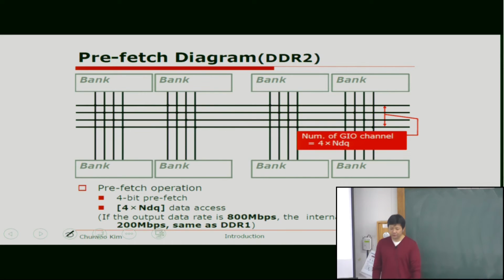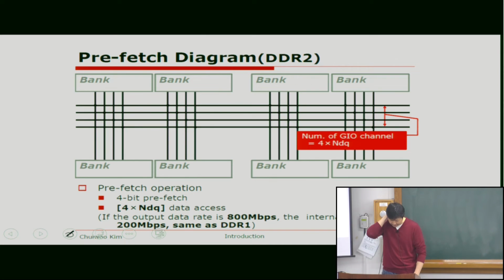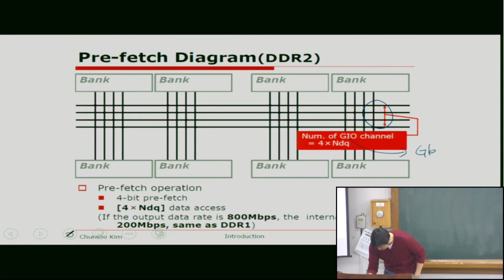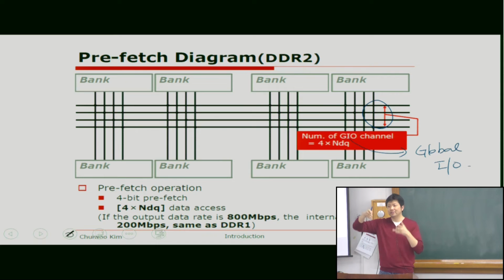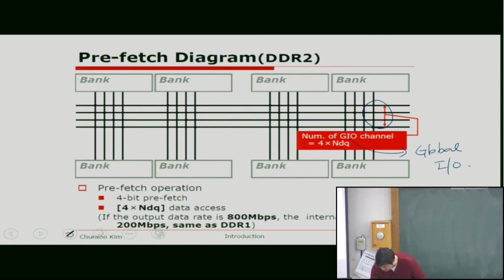So this shows another view of the prefetch diagram. Compared to the original SDRAM architecture, now you have 4 more channels. By the way, GIO is the global I/O. Let's say you have an 8-bit DQ pin. The DQ pin is how many bits you can provide in a single cycle. Let's say you have a DRAM chip like this. Then there are a certain number of bits you can provide.